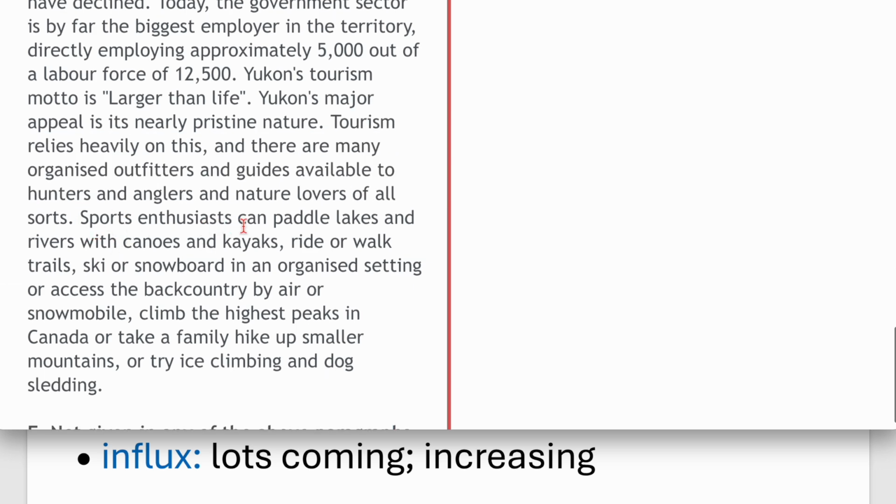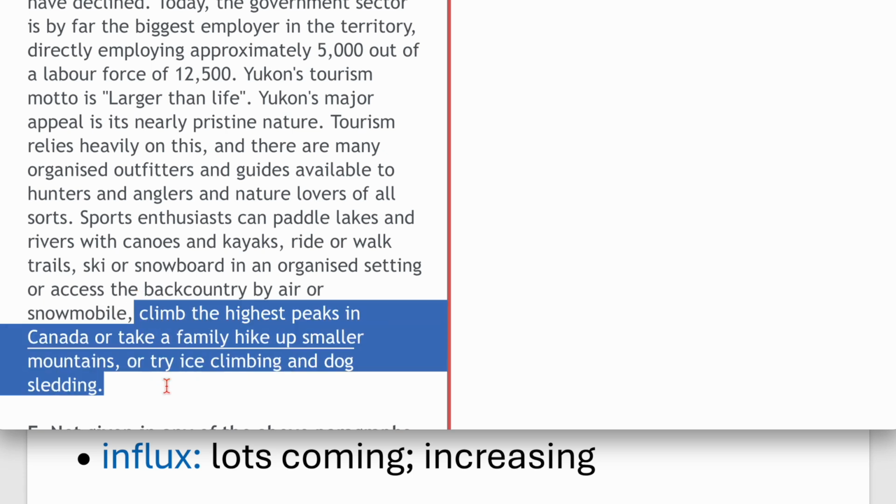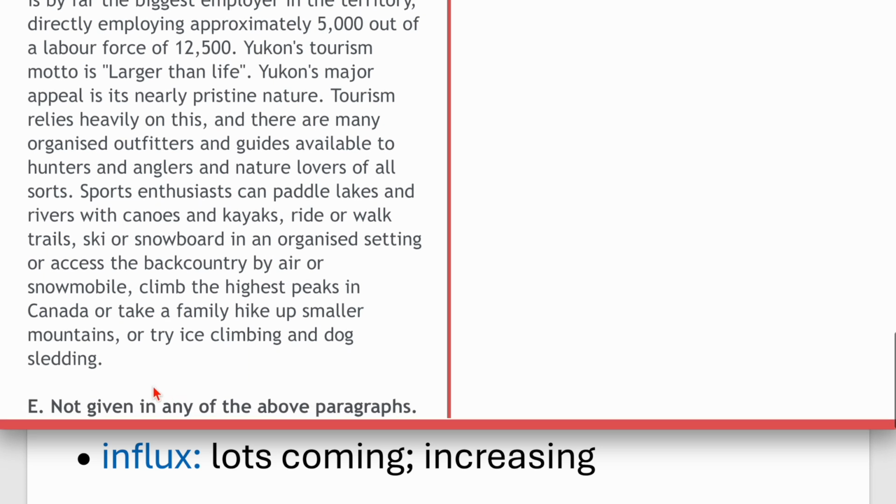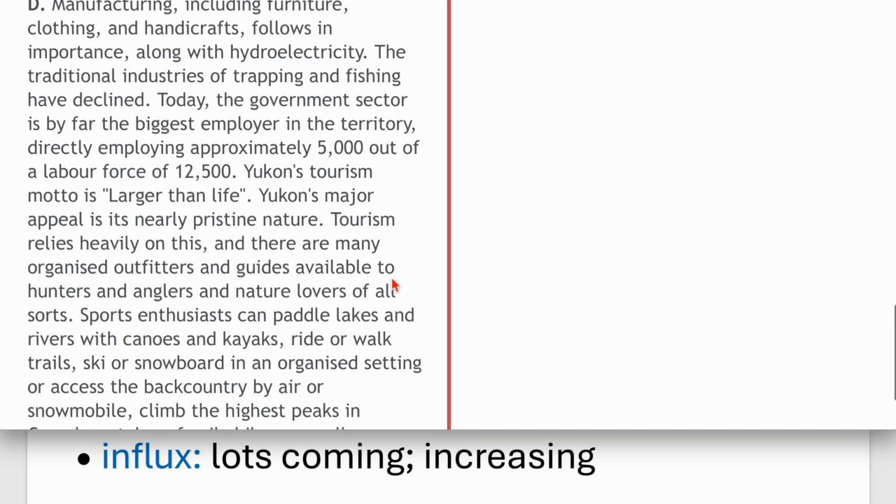Sports enthusiasts can paddle lakes and rivers with canoes and kayaks, ride or walk trails, ski or snowboard in an organized setting, or access the backcountry by air or snowmobile. Climb the highest peaks in Canada or take a family hike up smaller mountains, or try ice climbing and dog sledding. Wow, ice climbing. Sounds dangerous, but very interesting. Okay, so let's conclude whether it's D or E, okay? Let's conclude.